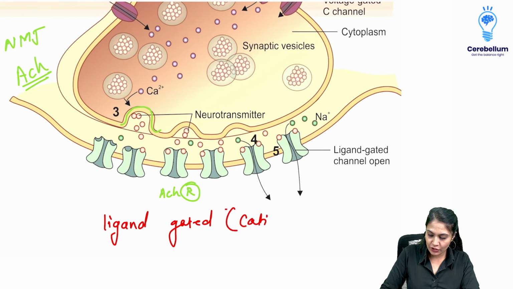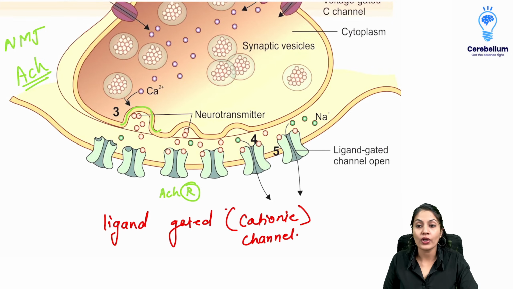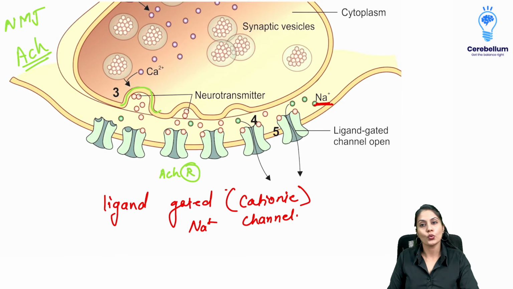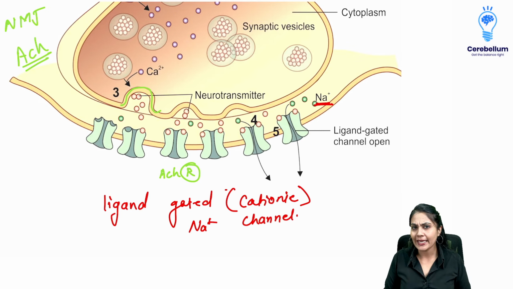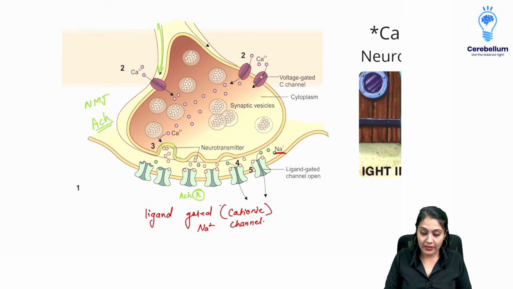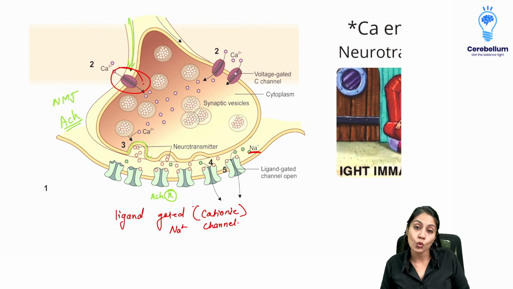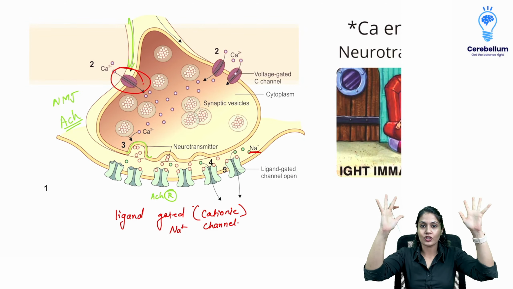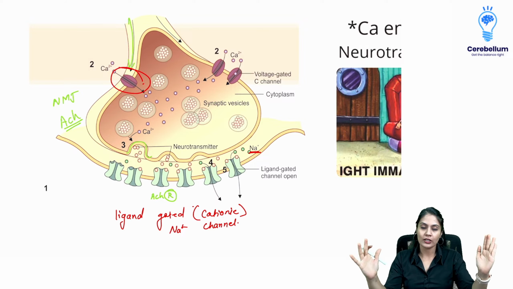Actually, they are cationic channels. That means they are not specific for any particular ion, but please remember the influx of sodium is much more as compared to other cations, and that's why we can call them ligand-gated sodium channels also. Why have we called them ligand-gated, why not voltage-gated? Please remember, in the nerve we have this calcium channel. This is voltage-gated. What does that mean? Voltage-gated means it is going to sense the change in the voltage. That is, when the depolarization hits, that channel is going to sense the change in the voltage, and that is going to open up.